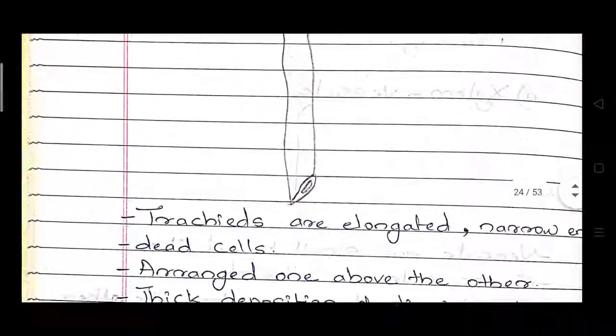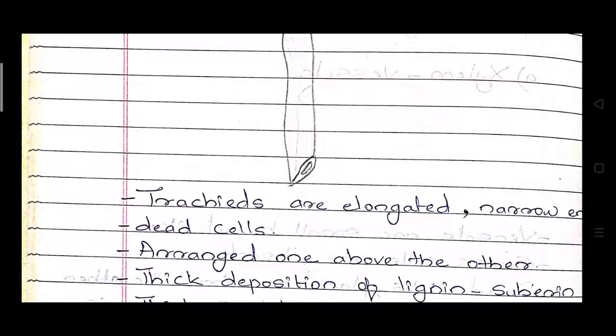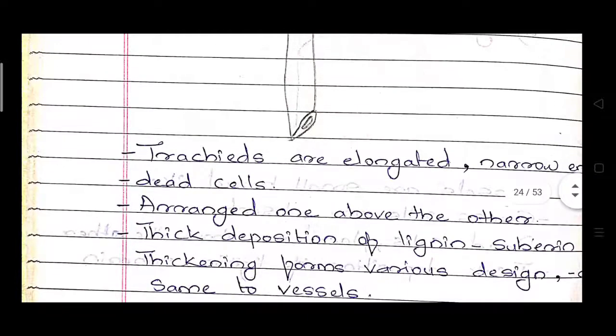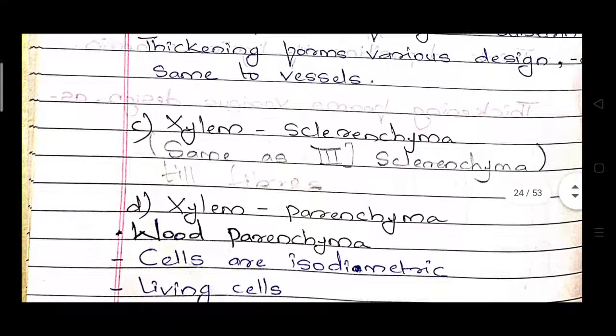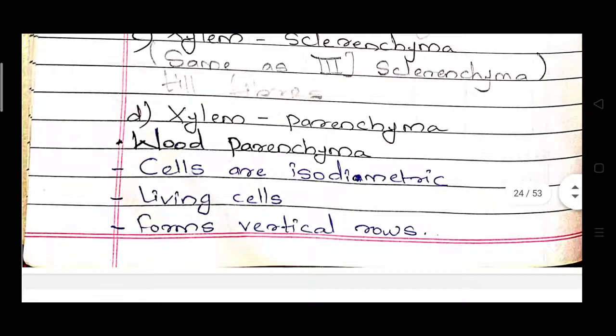Xylem tracheids are also elongated and narrow. They are dead cells. They also have depositions of lignin and suberin. The same designs will be observed in tracheids like scalariform, pitted, bordered pitted and spiral-shaped. The xylem sclerenchyma is also similar to the sclerenchyma. So same information you have to write here.